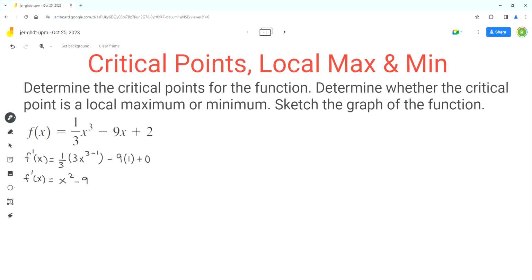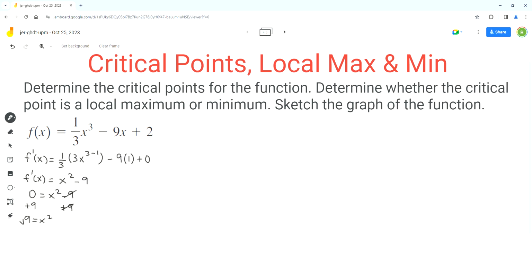Now f prime of x is a polynomial function, so there is no x value that will make it undefined. So we just have to find the x values that make f prime of x equal to 0. So for that we'll substitute the left side as 0 and we have to solve this equation. So we have to isolate x. The first step is to add 9 to both sides. So the 9's on the right side will cancel each other out. So we get 9 equals x squared.